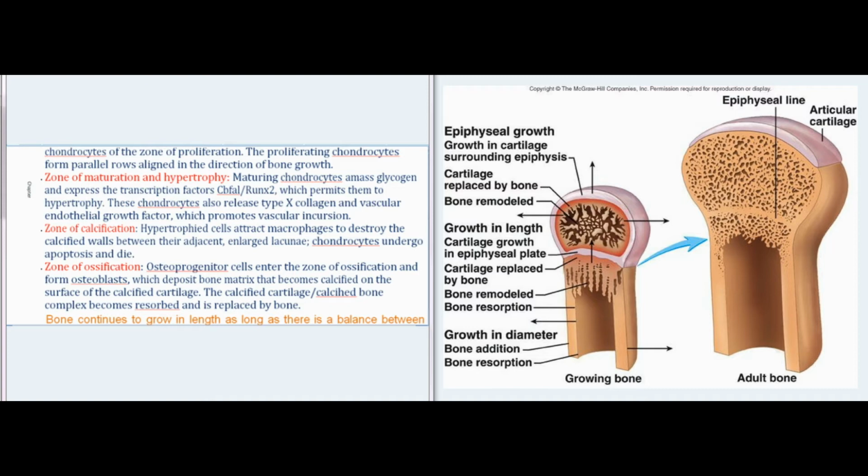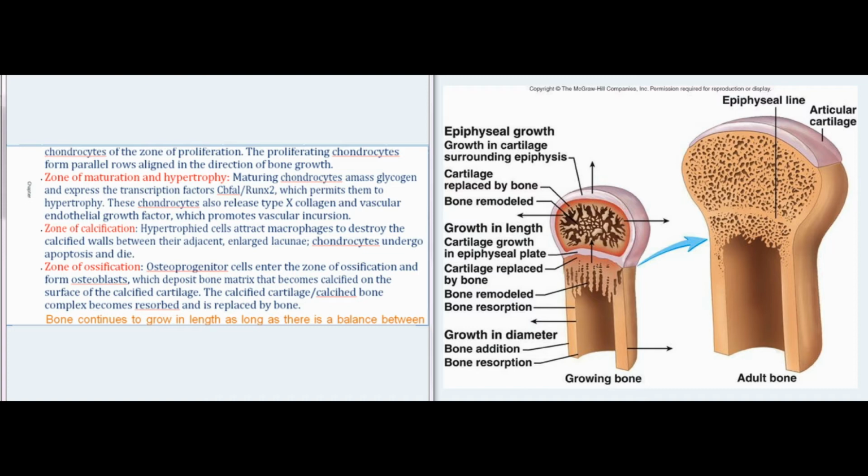Chondrocytes undergo apoptosis and die. Zone of ossification: osteoprogenitor cells enter the zone of ossification and form osteoblasts, which deposit bone matrix that becomes calcified on the surface of the calcified cartilage. The calcified cartilage/calcified bone complex becomes resorbed and is replaced by bone.